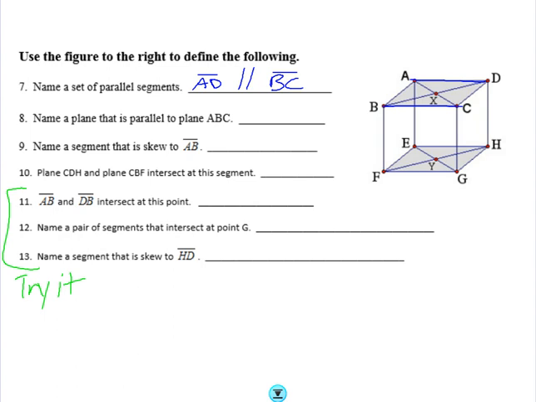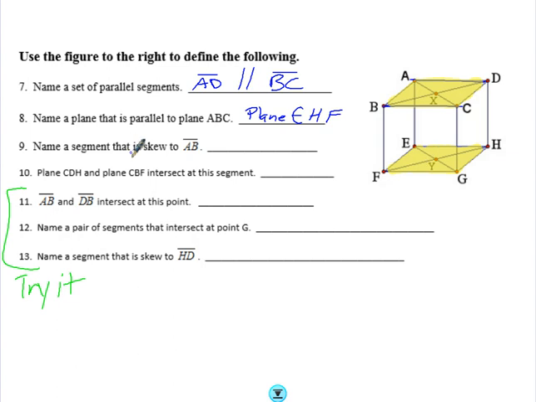Name a plane that is parallel to plane ABC. So where is plane ABC? A is here, B is here, C is here, so they must be referring to the top of the box. So naming a plane that's parallel to that is the bottom. And so remember, to name a plane, it just has to be three non-collinear points. So I will say plane E, H, F. That works for me, E, H, and F.